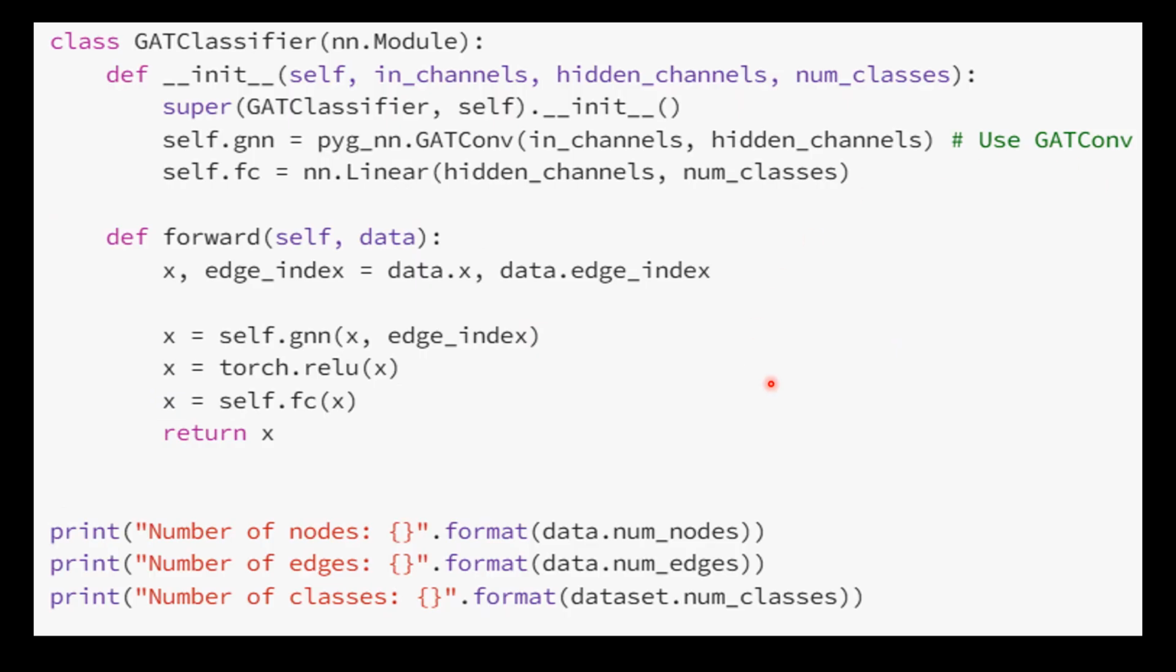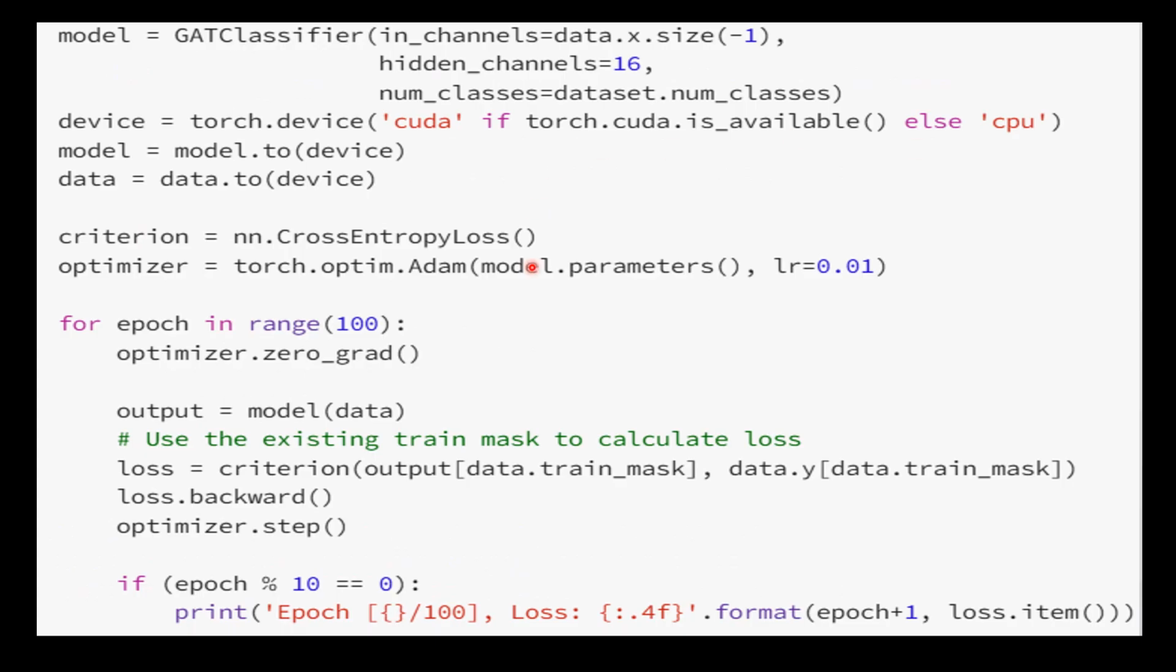Then we will define the graph attention network classifier that inherits from nn.Module. Here this graph attention network classifier consists of two parts: the GAT layer, that is the graph attention layer, and a linear layer. Then we will print the number of nodes, edges, and classes in the CiteSeer dataset. And then we will instantiate this GAT classifier and move it to the specific device, that is GPU if available, else CPU. Then we will move the dataset to the specified device, same, GPU if available, else CPU.